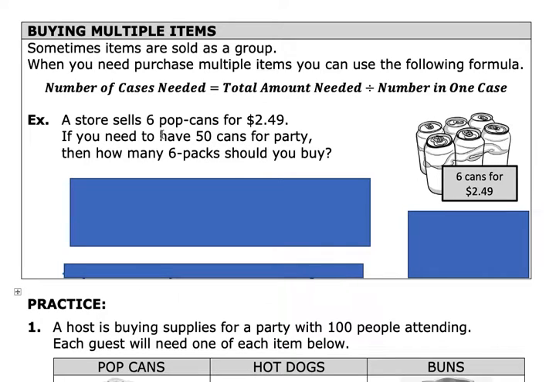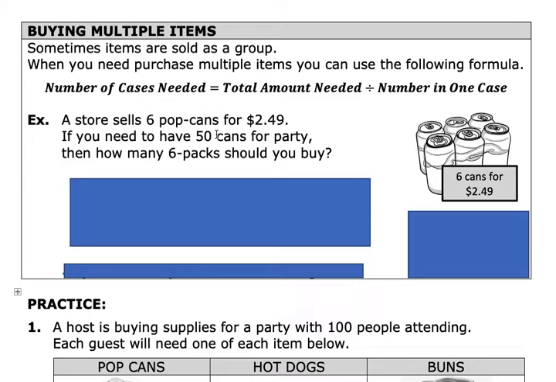A store sells 6 pop cans for $2.49. If you need to have 50 cans for a party, then how many 6-packs should you buy? So there's 50 people, and we get 6 cans for $2.49. So what we need is the total amount needed.